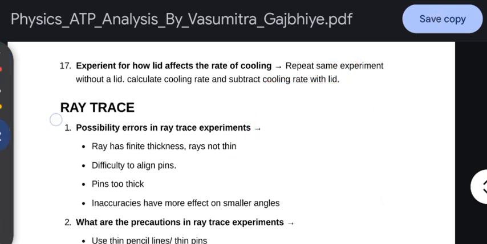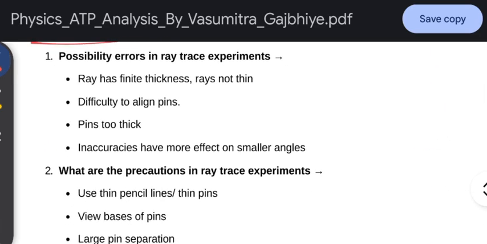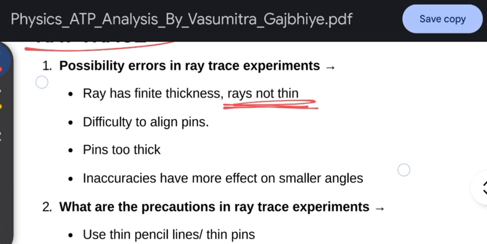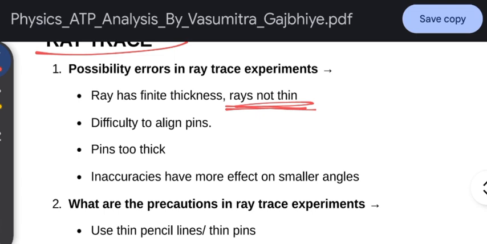To the next topic, ray trace. Ray trace is very common nowadays in all the past papers. Make sure you do it very well. So what are the possible errors in a ray trace experiment? That the ray has a fine thickness. Rays are not thin. It should have a fine thickness. Difficulty to align the pins. It's very difficult to align the pins if you have done the experiment in lab or have seen someone doing it. If not, you can go and search it and see someone do it.